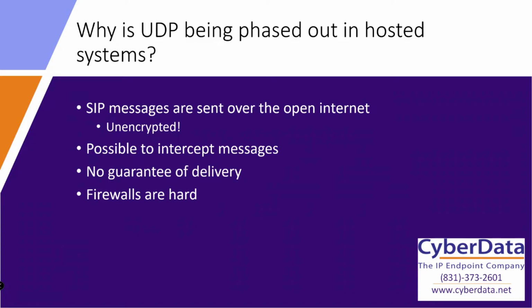All that traffic is sent without guarantee of delivery, so that could potentially add delay to call setup, which is something you don't expect and you don't want when you're trying to call somebody. But it's also unencrypted, so it's possible for a would-be aggressor or a potential competitor to spy on messages as they go across the open internet and figure out what's going on. They could potentially see that business deal that's going on, and they might try to finagle their way in there and get a better deal and take it out from underneath you. So those are some of the reasons why UDP is kind of being phased out with different hosted systems.